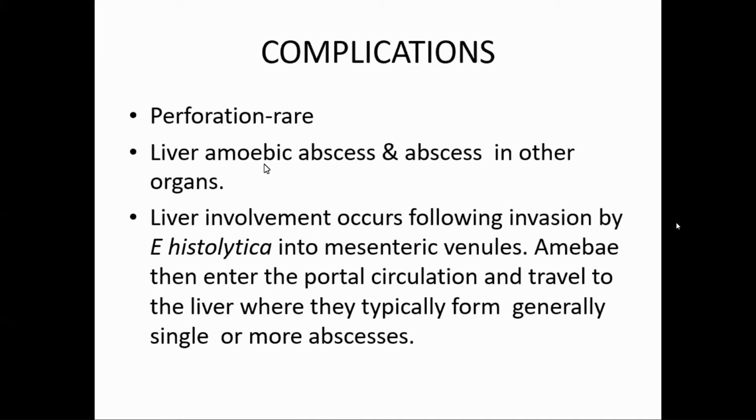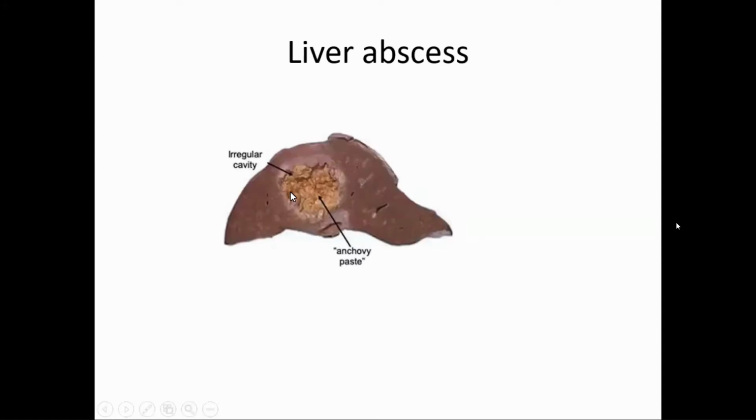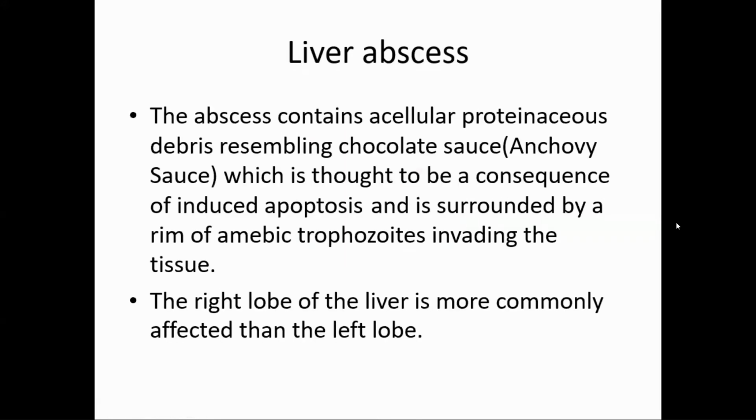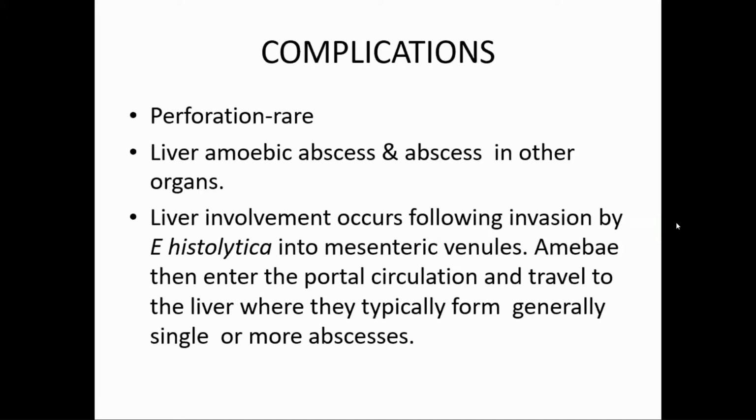And in the liver, it is the right lobe, because the superior mesenteric vein drains to the right side of the liver. So the most common site is the liver, and that too the right lobe. Otherwise, it can also occur in the lung, brain, kidney, spleen.